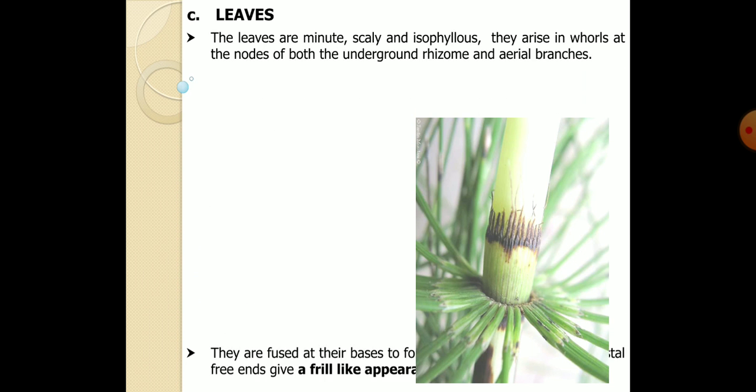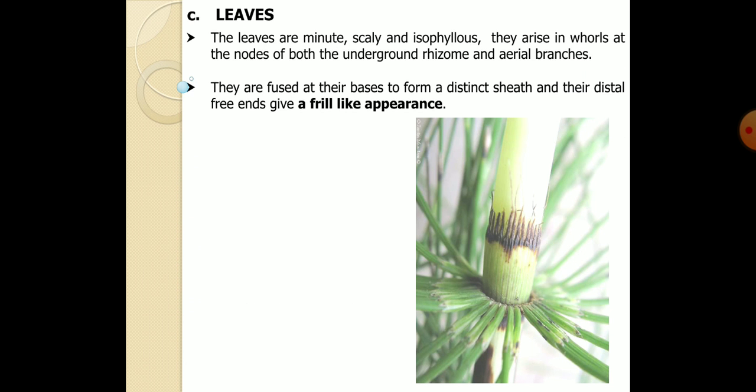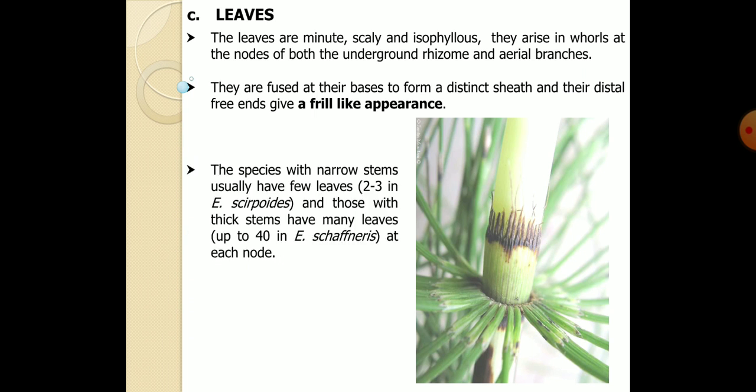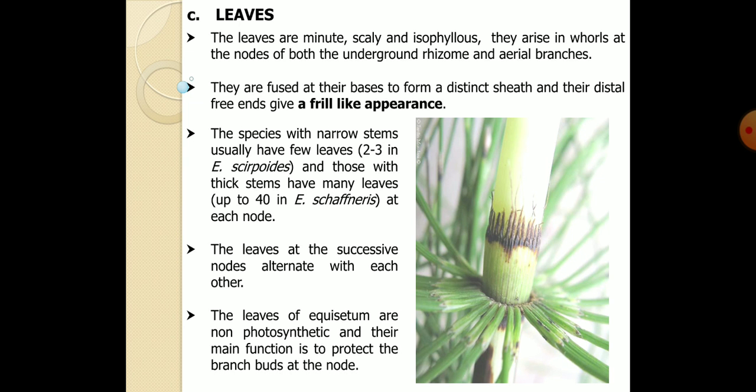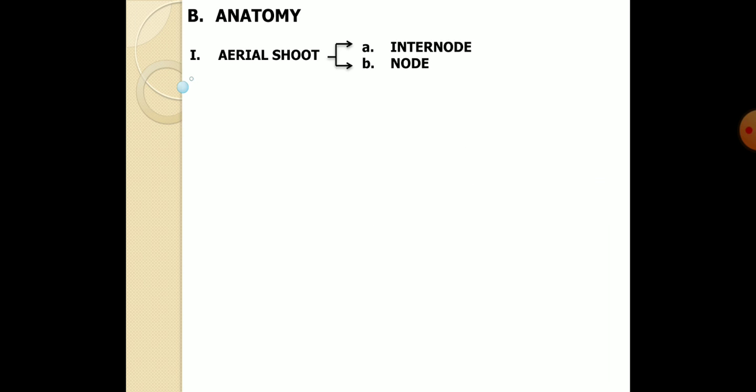And this is the structure of the leaves. Leaves are minute and isophyllous in nature. Iso means uniform size, and they are flat. The rhizome does not have leaves, only the aerial shoot has leaves, which look like a frill. Leaves at successive nodes alternate with each other, and the leaves of the Equisetum are non-photosynthetic. They mainly function in protection, just like in xerophytes, which have this type of adaptation. We will study the anatomy in the next classes.